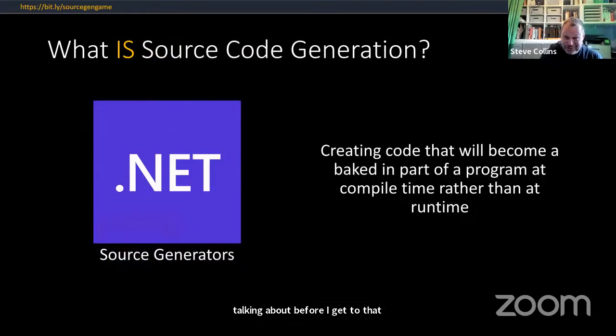What I do want to talk about is code that goes and writes code for you. And that code gets baked into your final compiled code as if you'd written it yourself. That's where we have .NET source code generators. And that's the bit I'm going to focus on a bit later.